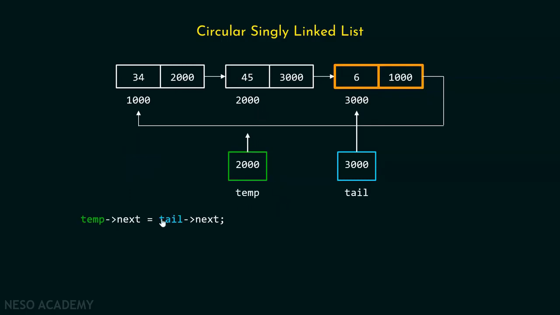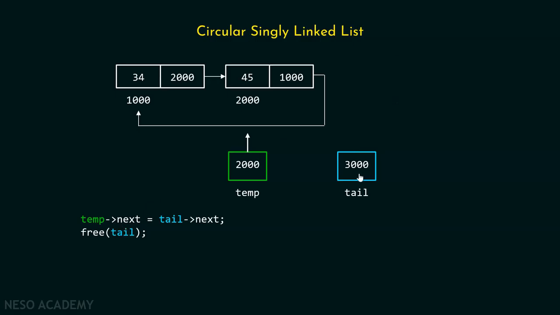After this, the temp next must be updated by tail next. That is, the next part of this node must be updated by tail next, that is this address 1000. This replacement is important because after deleting the last node, the second last node of this list must become the last node of this list, right? That is why it must be updated by the address 1000. After this, we can delete the last node using the free function.